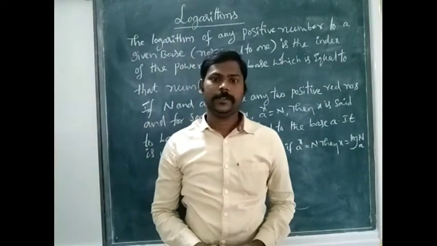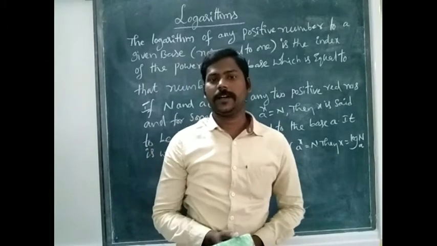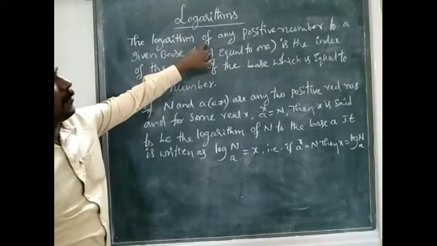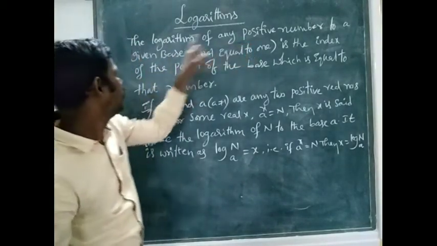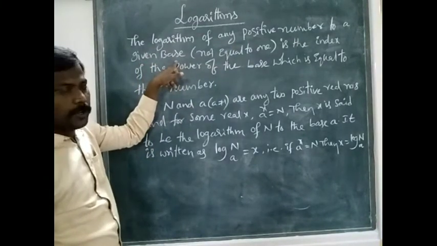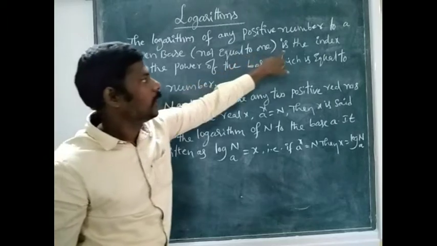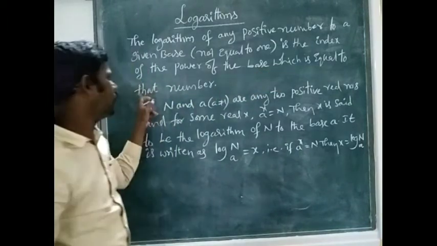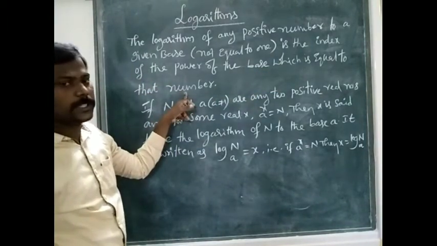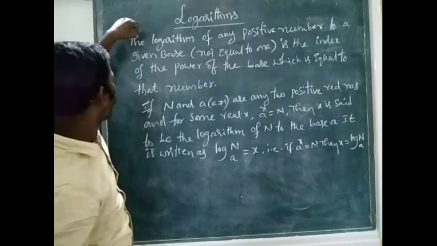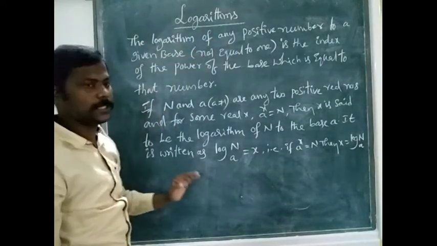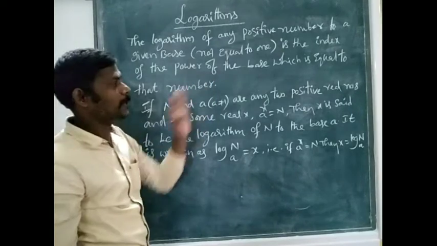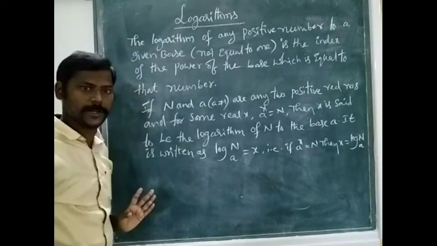So, logarithms. What is the logarithm? All of you look at the board. The logarithm of any positive number to a given base, not equal to 1, is the index of the power of the base which is equal to the number. Once again, follow with me, children. The logarithm of any positive number to a given base is nothing but the index of the power of the base which is equal to the number.